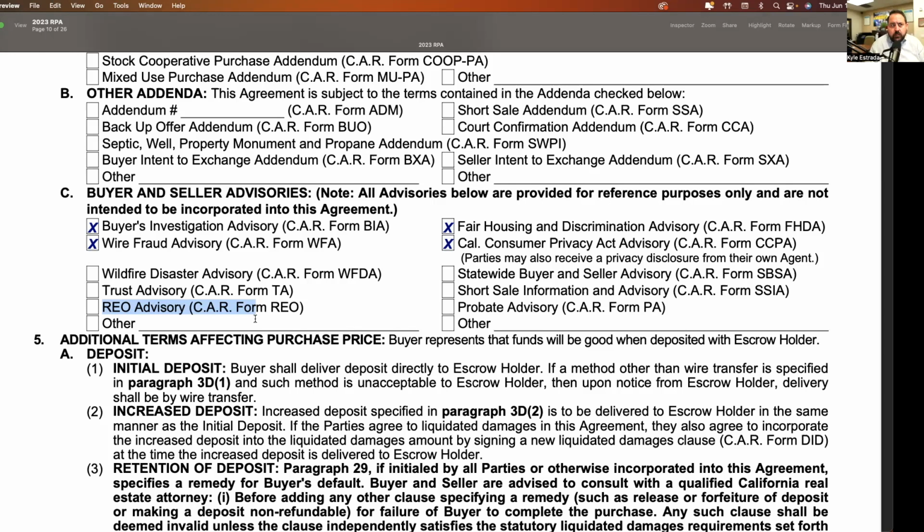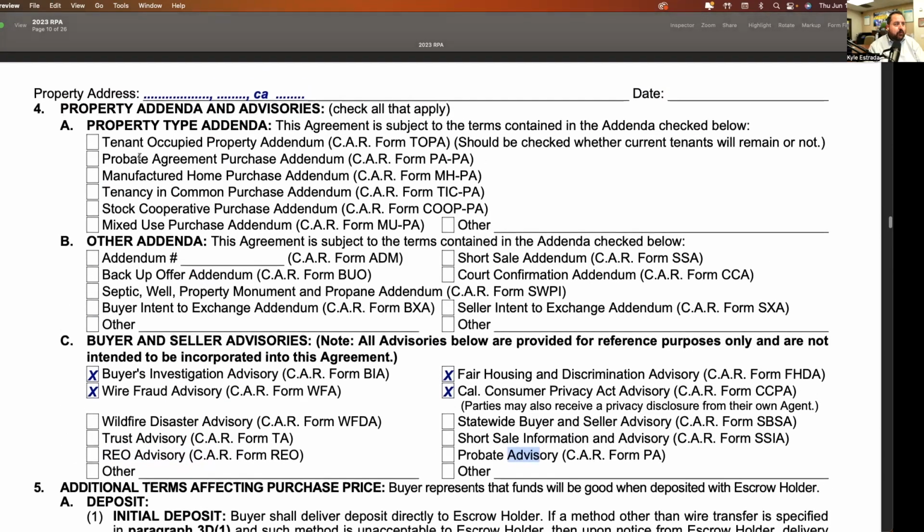Okay. The listing agreement is the same listing agreement. The notice of default purchase agreement would be used if there was an investor purchasing the property and the seller was living in it. But now, since it's a probate, there's no seller living in it. So that wipes away the NOD purchase agreement. So it's a regular purchase agreement with the probate advisory and the probate agreement purchase addendum. And if it's a short sale, then you would also include the short sale addendum in there.